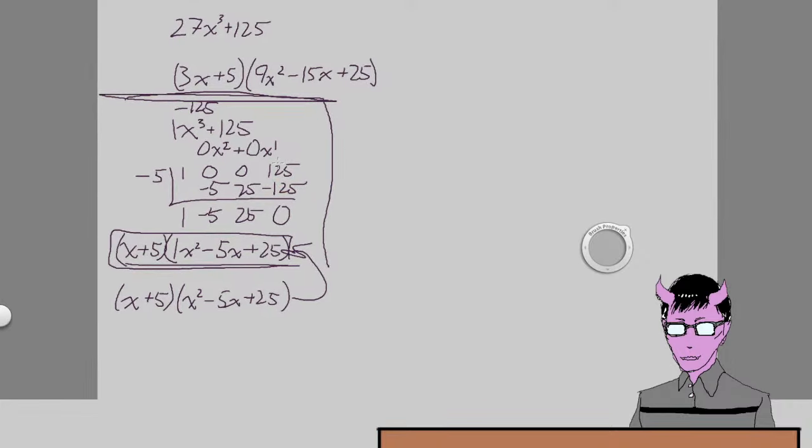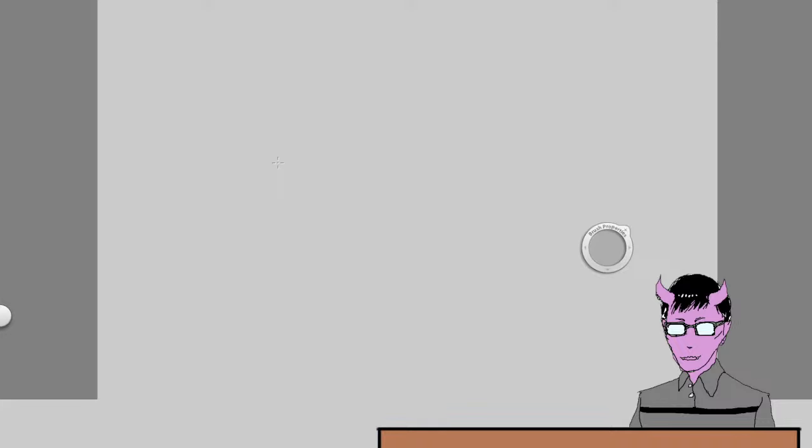So that's the sum of two cubes. We've talked about the difference of two squares, the difference of two cubes, and now, just now, the sum of two cubes. Pretty nice algorithms, but they are kind of specialized.